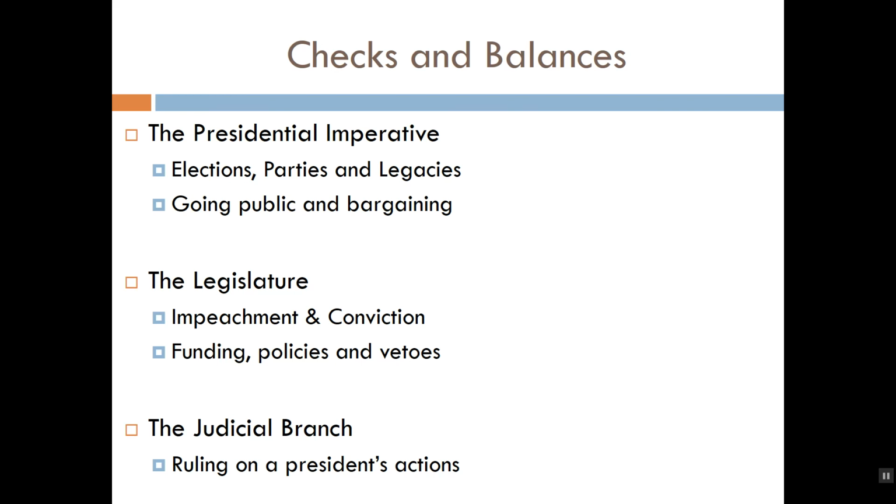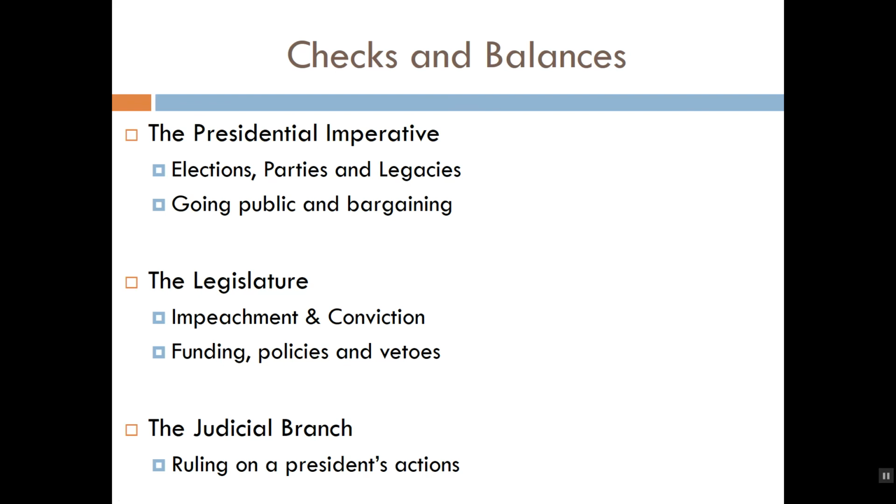Similarly, Congress does have the power to override any vetoes that the president might issue in response to congressional legislation that he doesn't like. Just as the legislative branch can check the president, so too can the judicial branch. And the judicial branch is usually going to check the president by declaring his actions unconstitutional. We'll talk more about that next week, but for now, let's shift our focus and talk a little bit about the presidential imperative.